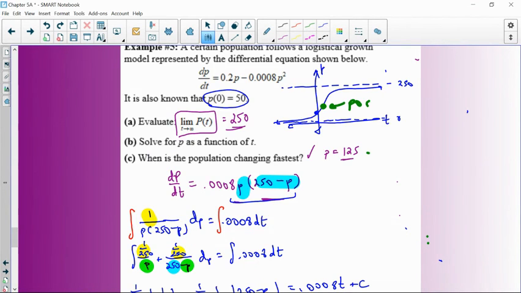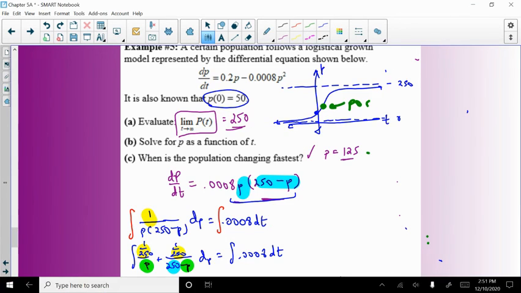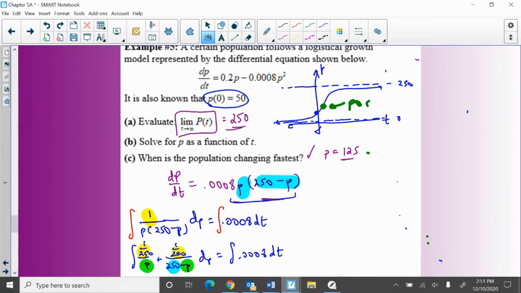So again, when you get really good or familiar or used to solving these growth models, then you sort of see the pattern and you see the structure, and the procedure for each of them is relatively the same.